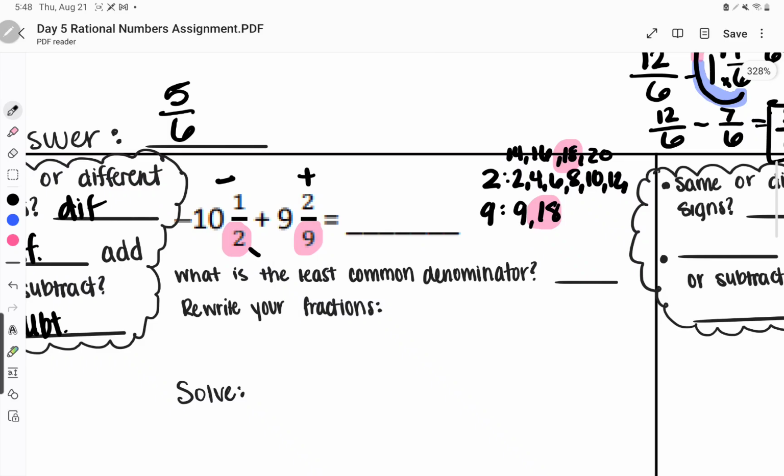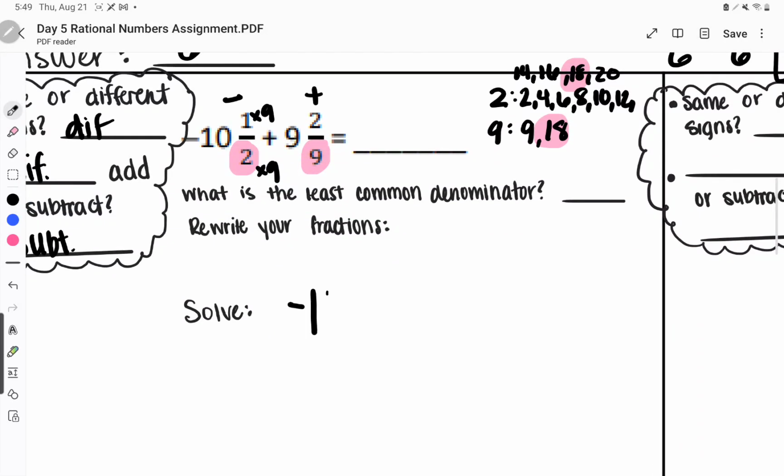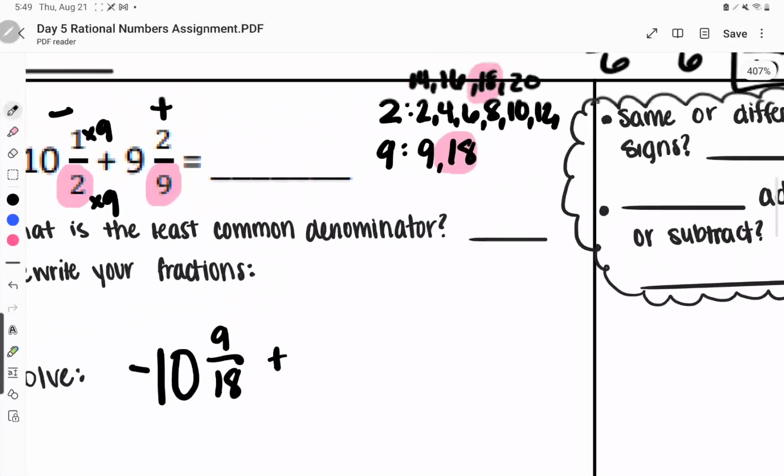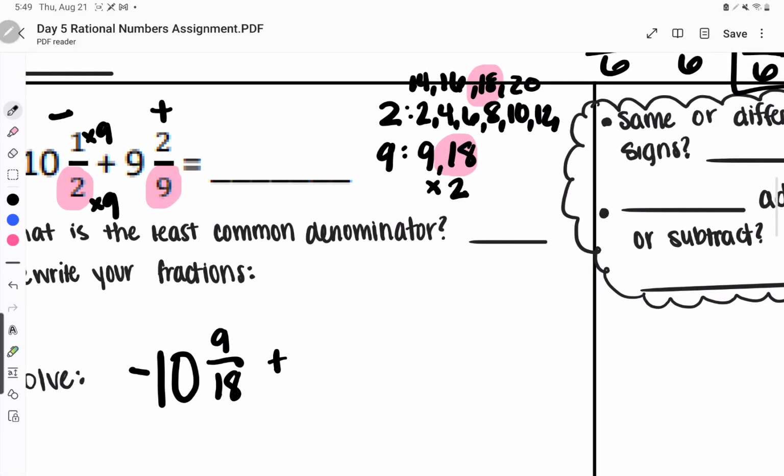So this 2 right here, I'm going to multiply that by 9. And if I multiply 2 times 9, what else do I have to multiply times 9? This one that's right here. So I would rewrite that. I would keep my negative 10, and then I would have 1 times 9, which gives me 9, and then 2 times 9, which gives me 18. Plus, how do I get from 9 to 18? Times 2. So I would multiply 2 right here, and if I multiply 9 times 2, what else do I multiply times 2? The 2 that's up here. So I have plus 9, and then 2 times 2 is 4, and 9 times 2 is 18.